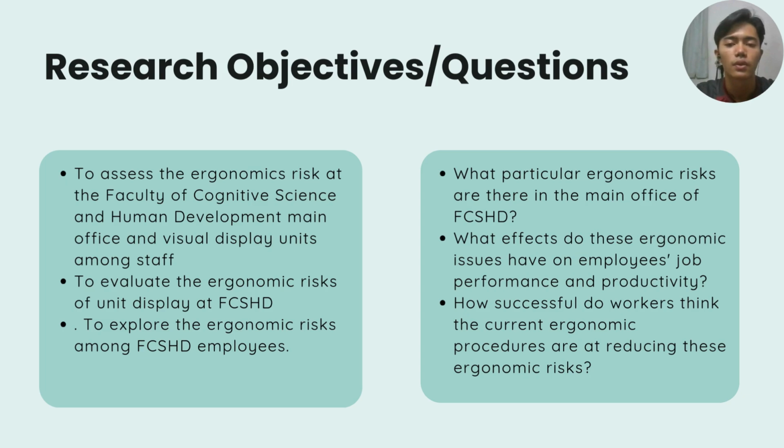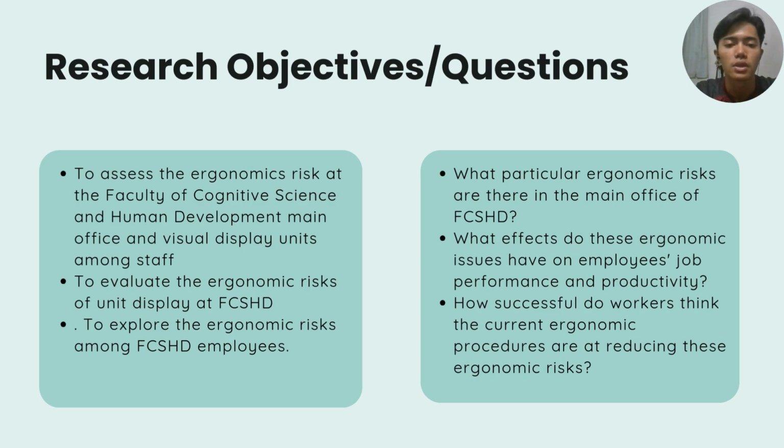Next, I will continue with the research objectives and research questions. Firstly, to assess the ergonomic risk at the Faculty of Cognitive Science and Human Development Main Office and Visual Display Unit among staff. The second one is to evaluate the ergonomic risk of visual display unit at FCSHD. And lastly, to explore the ergonomic risk among FCSHD employees. These objectives aim to identify problem areas and suggest improvements that could benefit staff health and workplace efficiency.